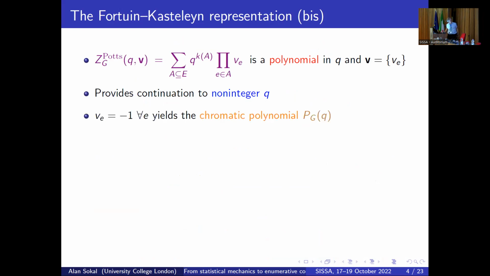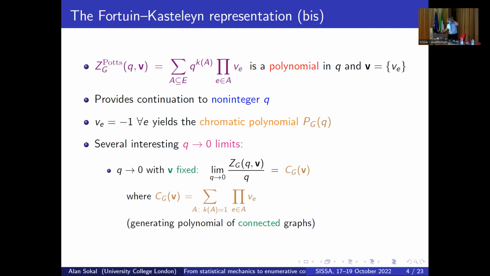And so, for example, if you set all the v's to be -1, that says that nearest neighbors must be colored differently. Well, that's exactly the famous problem of proper Q colorings. And this gives the proof that the number of proper Q colorings, which is initially defined for positive integer Q, is actually a polynomial in Q, namely the chromatic polynomial.